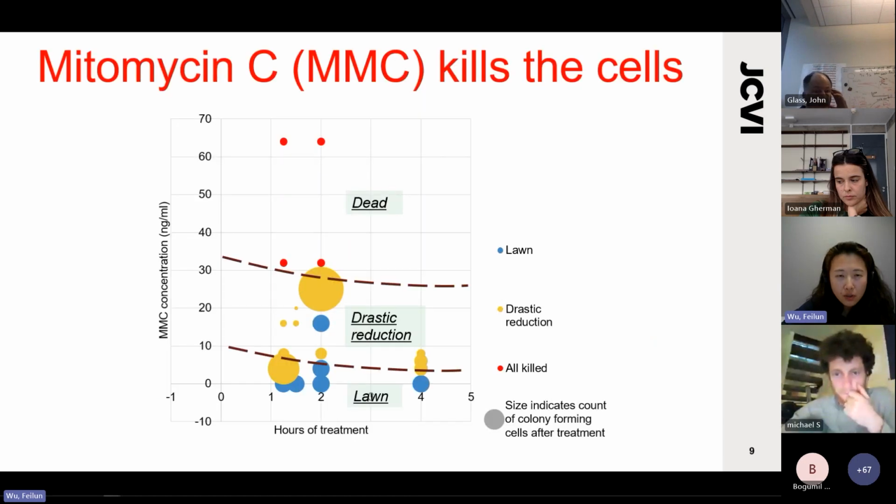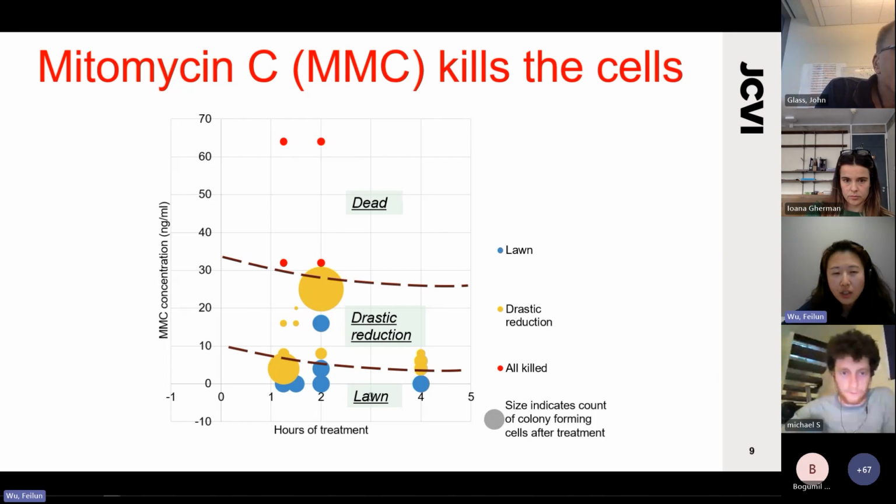And here's the result. On the x-axis, we have the hours of treatment. On the y-axis, we have the mitomycin C concentration. And at the top, we have dead cells. So indeed, if we increase the mitomycin C concentration enough, we do kill everything. And the key here is to see if we go through the entire transplantation protocol, whether we'll be able to see transplants, especially in the dead zone right here.